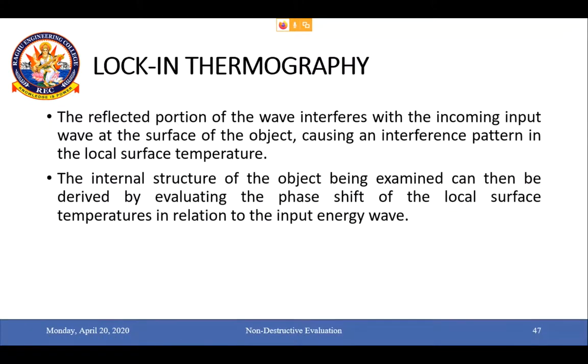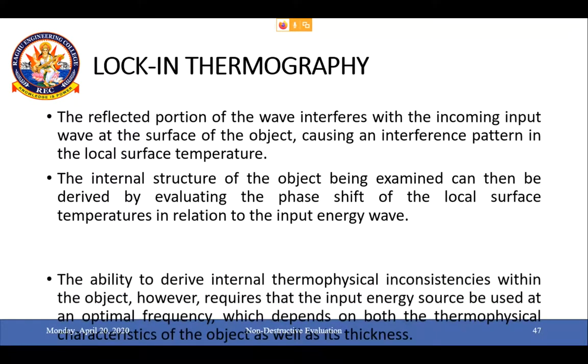The internal structure of the object being examined can then be derived by evaluating the phase shift of the local surface temperatures in relation to the input energy wave. So you'll be having the phase of your input energy wave, and we'll also be measuring the phase of the coming output wave. And whenever there is a phase shift due to this local surface temperature difference, that is going to give us information that there is a defect.